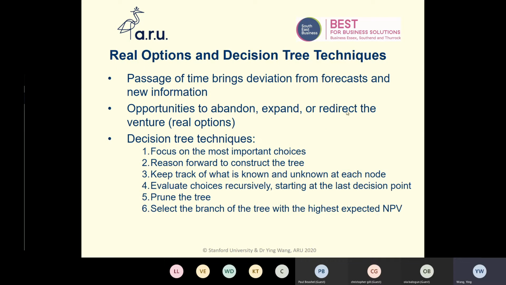The option or decision tree technique is another important technique in this evaluation process. What it does is it focuses on the most important choices, and they construct the tree, what is known, what is unknown, and then they evaluate the choices. The decision will choose the highest expected NPV.